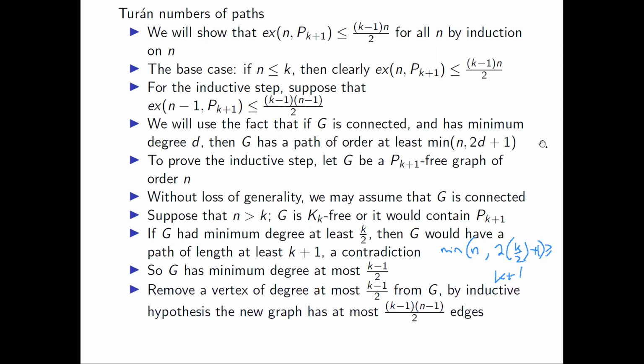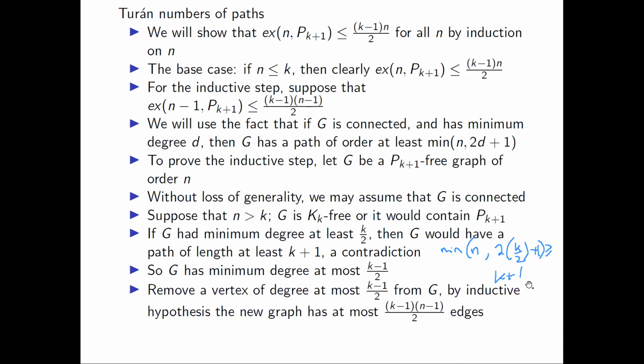And what we can do is, since G has minimum degree at most k minus 1 over 2, that means there's some vertex in G that has degree at most k minus 1 over 2. So we can remove that vertex from G, and by inductive hypothesis, the remaining graph has at most k minus 1 times n minus 1 over 2 edges. And that's because the remaining graph has order at most n minus 1, and the inductive hypothesis is in the third bullet. So we remove the vertex of degree at most k minus 1 over 2, leaving ourselves with a graph with at most k minus 1 times n minus 1 over 2 edges by inductive hypothesis.